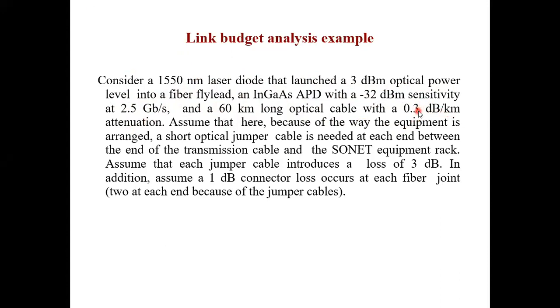So the cable loss here is 0.3. Okay, alpha F is over here. Now assume here, because of the way the equipment is arranged, a short optical jumper cable is needed at each end between the end of transmission cable and the SONET equipment rack. Okay. Assume that each jumper cable introduces a loss of 3 dB. In addition, assume a 1 dB connector loss that occurs at each fiber joint because of the jumper cable. The question is, calculate the system margin.